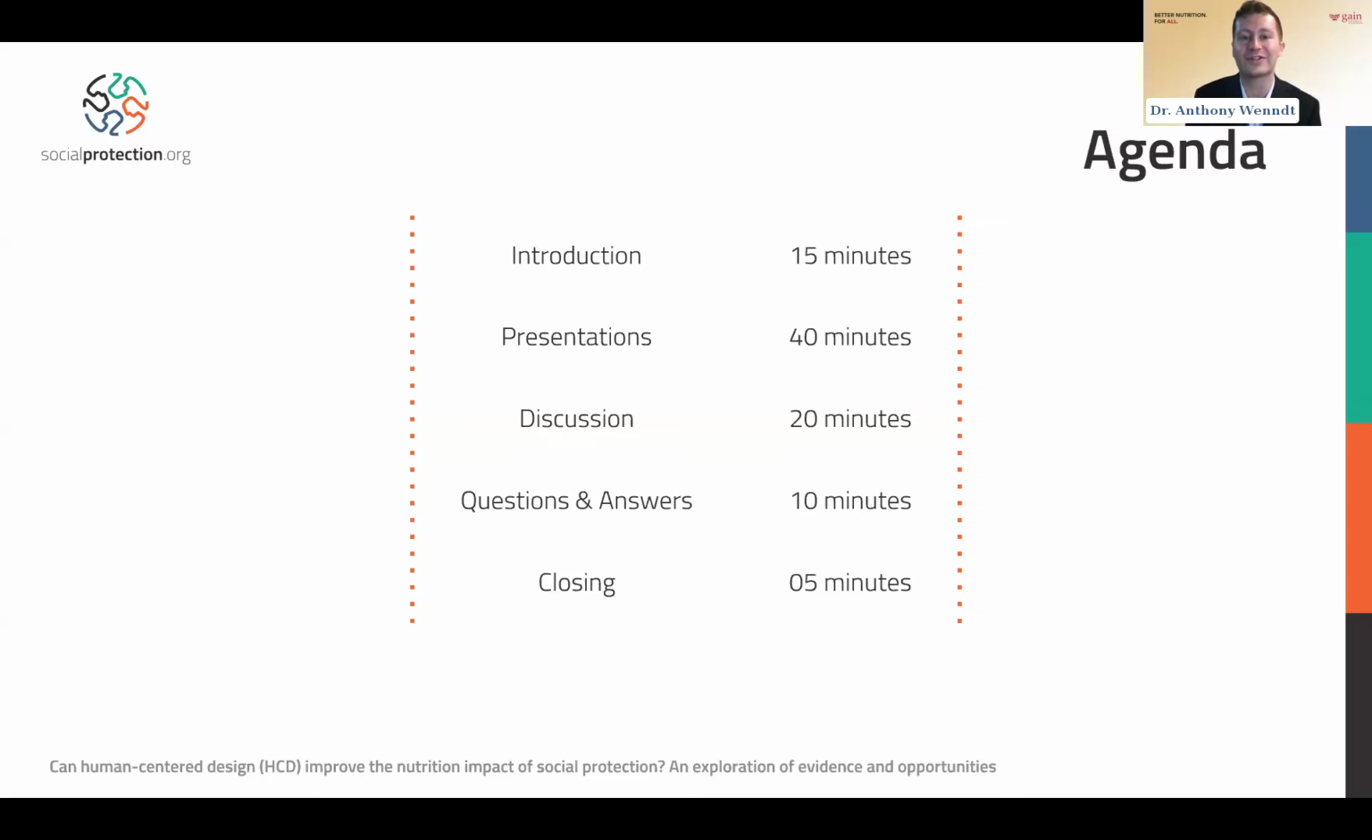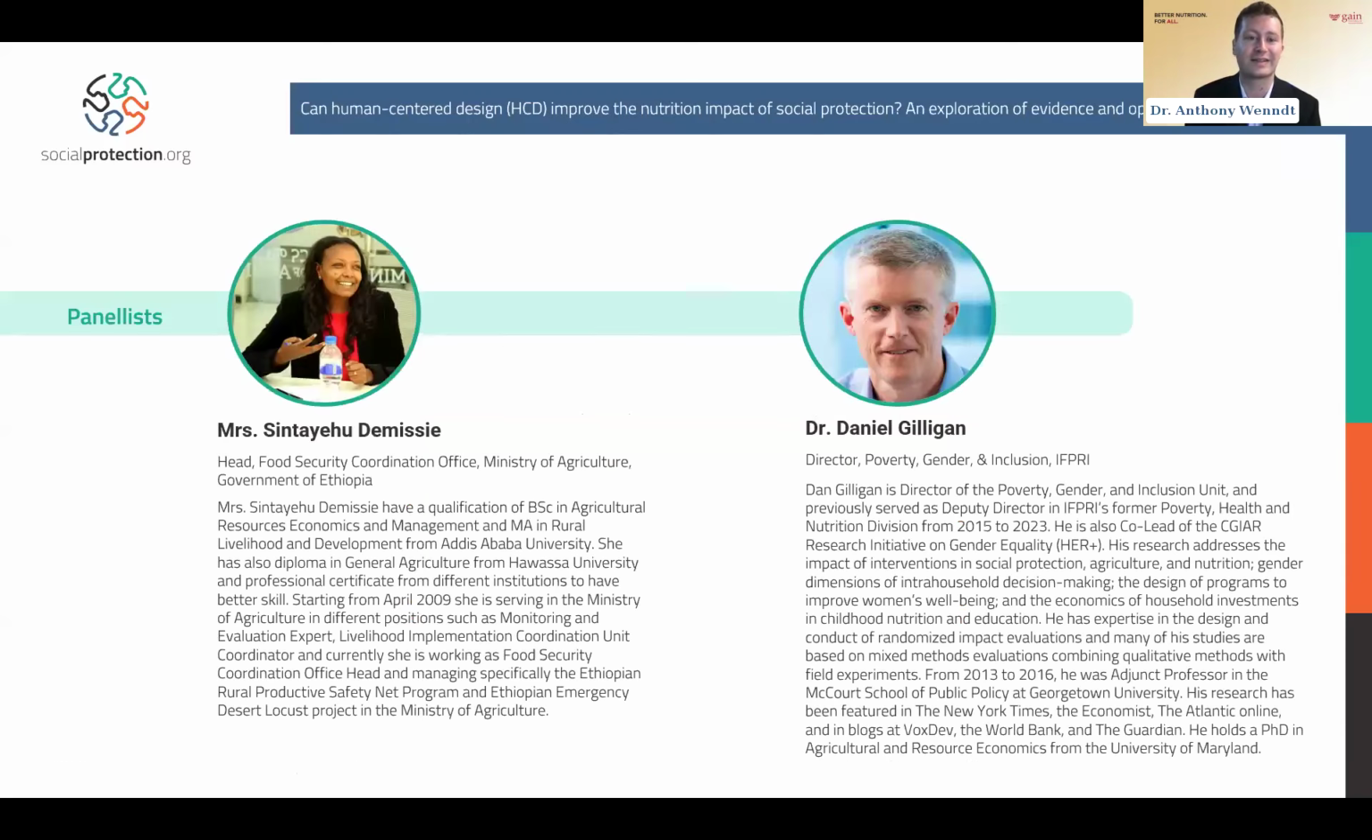So let me now introduce formally the distinguished panelists that are taking part in today's event. First, representing the viewpoint of a government social protection administrator is Cynthia de Messier, who presently serves as the head of the Food Security Coordination Office in the Ethiopia Ministry of Agriculture. In her role, she has been involved in managing projects such as the Ethiopian Rural Productive Safety Net Program and the Ethiopian Emergency Desert Locust Project, among others.